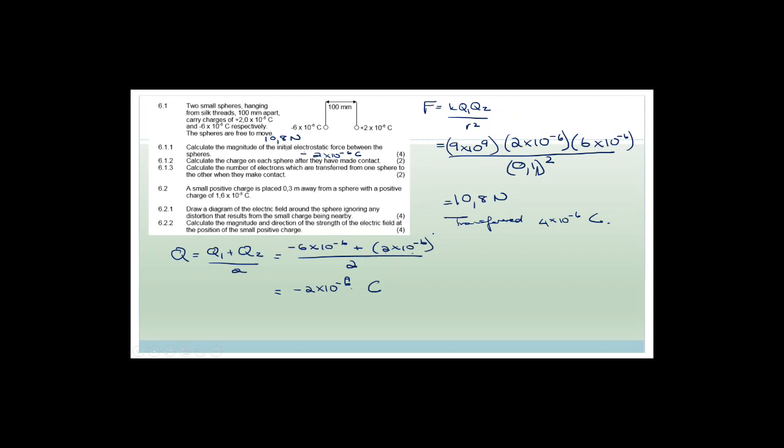But now what are we looking for? We're looking for the number of electrons. The charge on one electron is 1.6 times 10 to the negative 19. So the number of electrons is going to be 4 times 10 to the negative 6 divided by 1.6 times 10 to the negative 19.